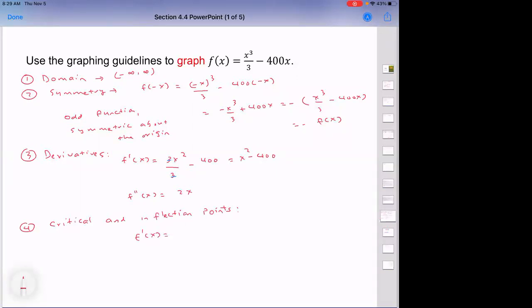You set the derivative equal to 0, right? Derivative equal to 0. So what is our derivative? x squared minus 400 equal to 0. So solve this for x. Okay, solve this for x. What do you get here?